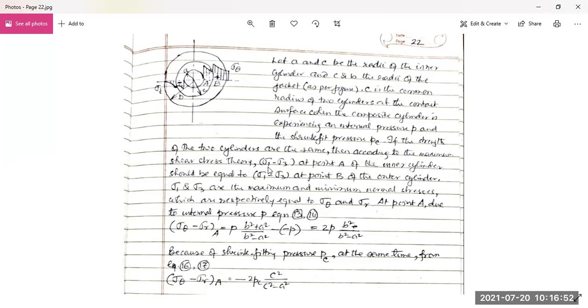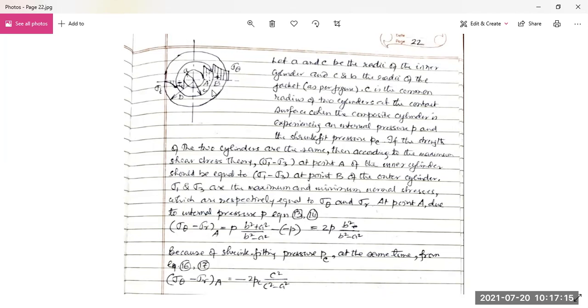So here the stress sigma 1 minus sigma 3 at point B will be maximum, and for the external cylinder, sigma 1 minus sigma 3 at the point B of the outer cylinder will be maximum itself. But these points A and B are not the same, and they are not acting on the line of joints of the two cylinders itself.